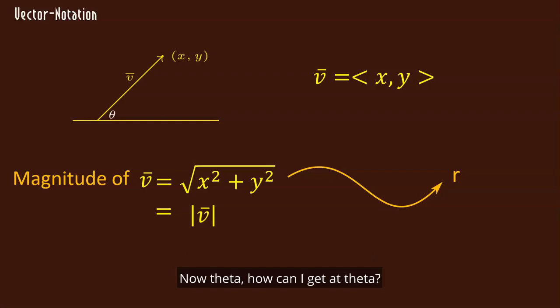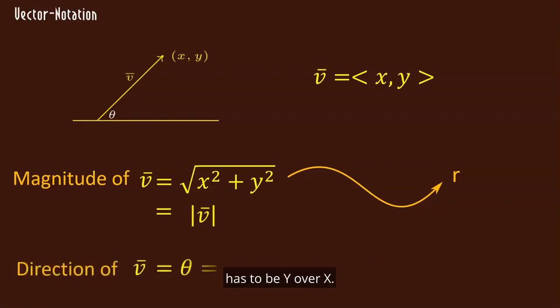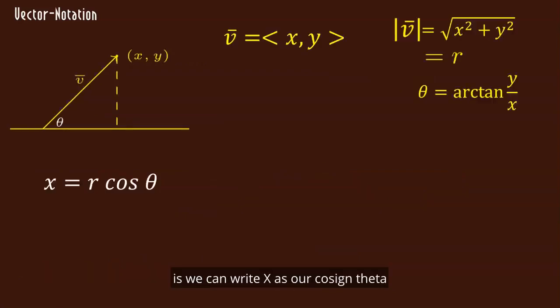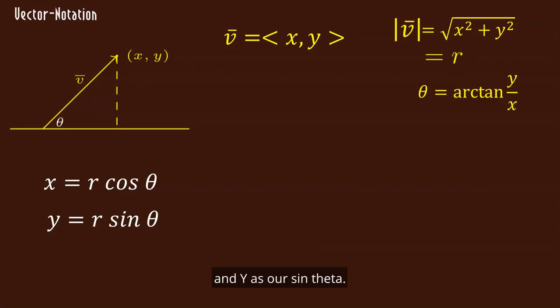Now theta, how can I get at theta? Well, if I know x and y, the tan of theta has to be y over x. So if I take the arctan of y over x, I'll get my theta. A couple more things I want you to know is we can write x as r cosine theta and y as r sine theta. Sometimes that might come in handy.